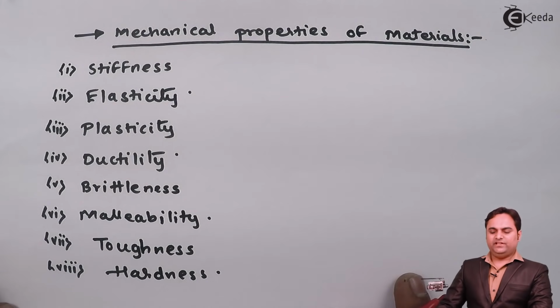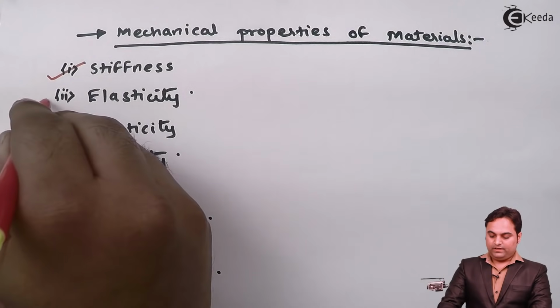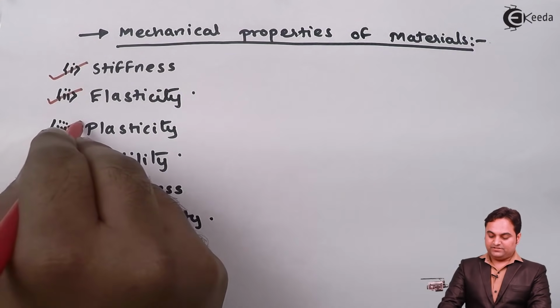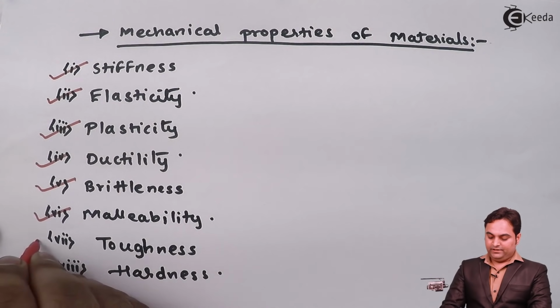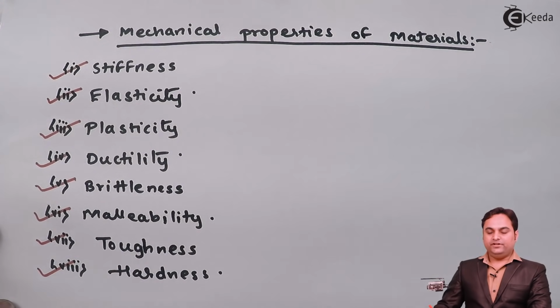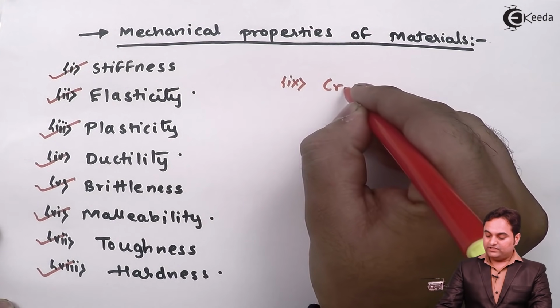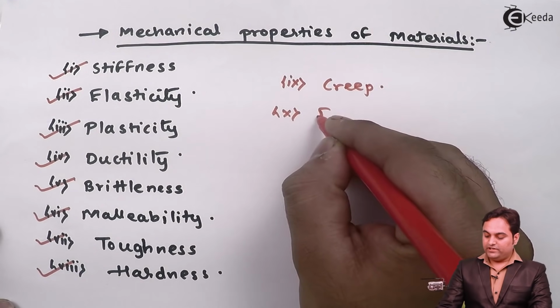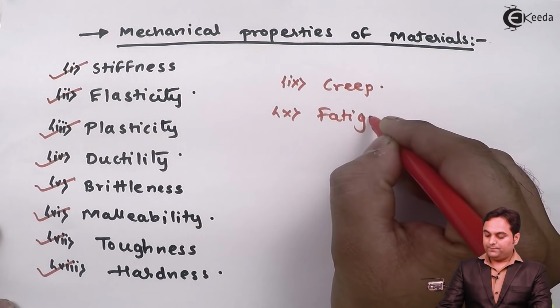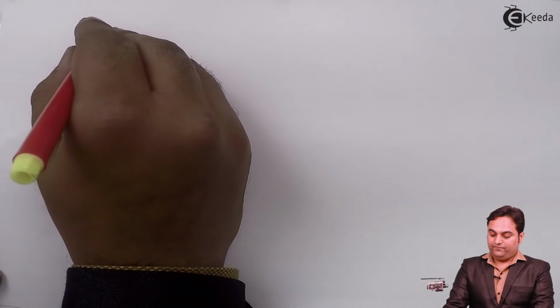Now once we have seen these mechanical properties, like we have seen what is stiffness, elasticity, plasticity, ductility, brittleness, malleability, toughness and hardness, here I'll mention two more properties. One which is called as creep, and next the other which is called as fatigue. I'll start with creep first.